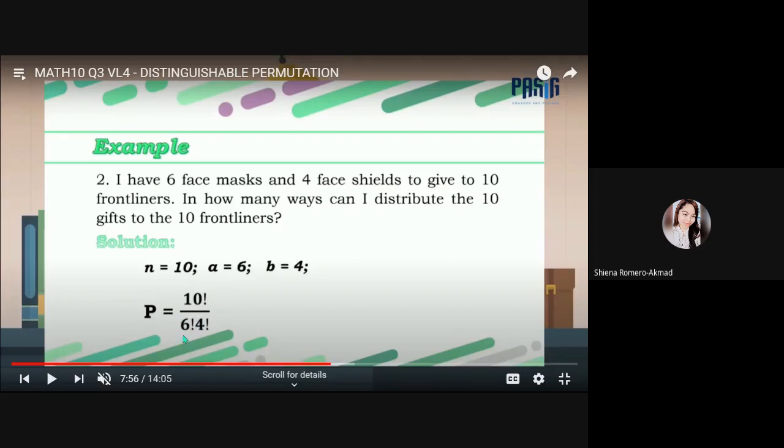Now, if you use your calculator and solve for it, pwede na magmano-mano kung gusto nyo. We'll have 210 ways. Kung nagsagot kayo sa worksheet, you don't have to write ways. Kahit yung answer na lang. Answer lang kailangan ko dun. Don't write the word ways.